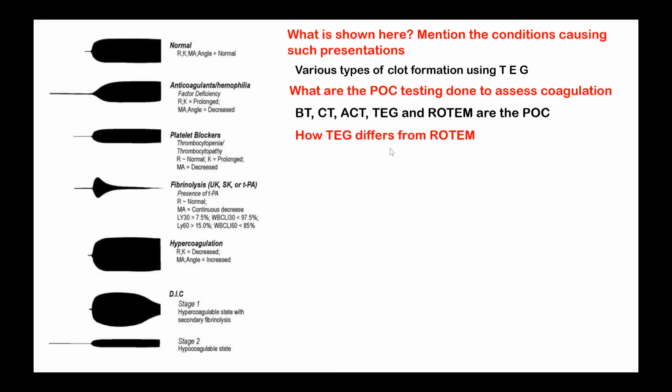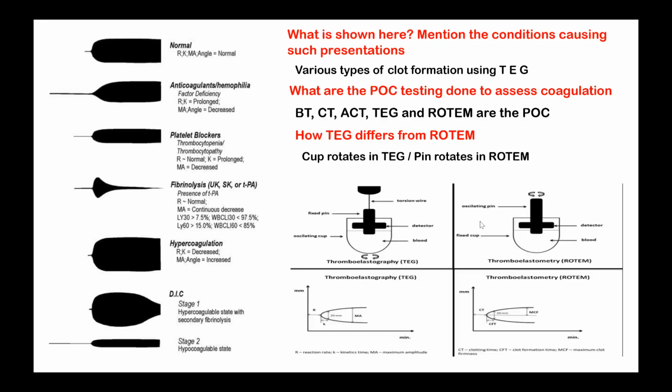So how is TEG different from ROTEM? Sir, in ROTEM, the pin will be rotating, sir. In TEG, the cup will be rotating. Very good. Cup rotates in TEG and pin rotates in ROTEM. So we can see this picture. This is how they work. Very good.